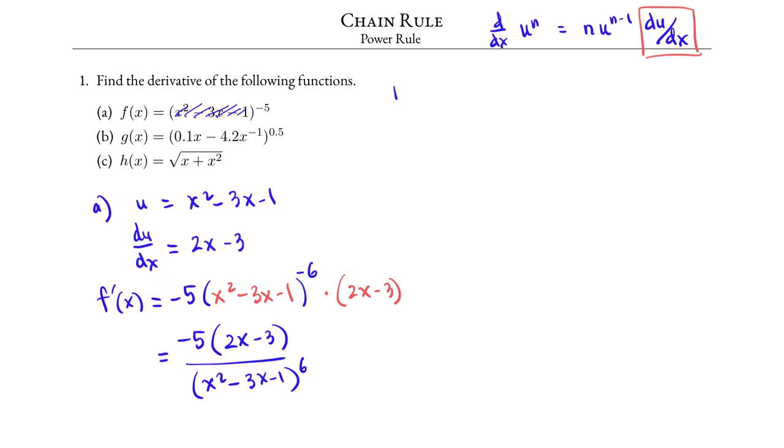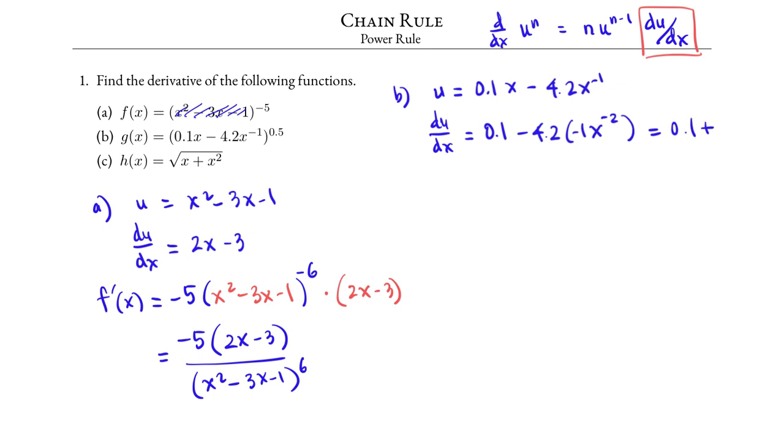For part B, u, the inner function, is 0.1x minus 4.2x to the -1. Its derivative du dx is the derivative of 0.1x, which is 0.1. The derivative of -4.2 times x to the -1: -4.2 is the constant multiple, x to the -1 is the power. We bring down the -1 and then rewrite x and lower the power by 1. -1 minus 1 is -2. Simplifying this, we have 0.1 plus 4.2 x to the -2.